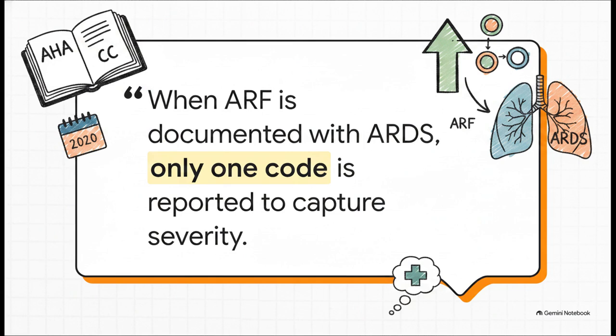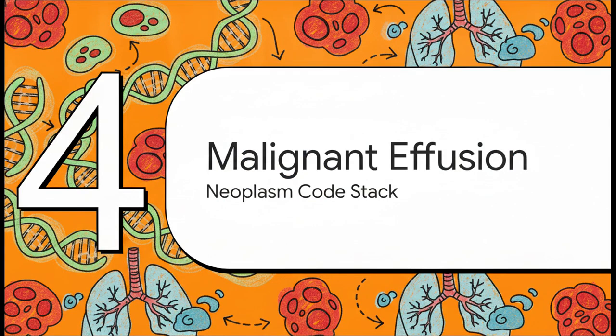The whole logic here is clinical elegance. You report one code to capture the absolute highest level of severity. Basically, the ARDS absorbs the ARF to make sure the claim accurately reflects just how sick this patient really became. Next up, Section 4, Malignant Pleural Effusion Sequencing. Let's tackle what might be our most complex inpatient mystery today, neoplasm sequencing combined with respiratory failure.